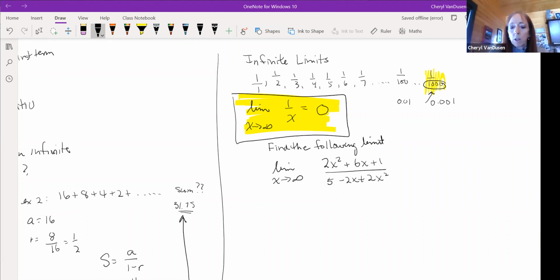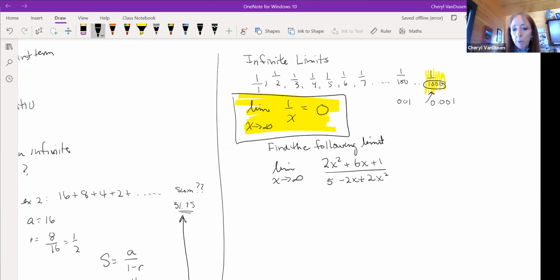All right, 2x squared plus 6x plus 1 on the top, and 5 minus 2x plus 2x squared on the bottom. Now, we can't just put infinity in there because infinity is not really a number. And if we do put infinity in there, we'd have infinity over infinity, right? 2 times a huge number squared plus 6 times a huge number plus 1 over kind of the same thing. It just doesn't get us anywhere. So we can't put in this huge number, and we have to look for a little bit cagier way of doing it.